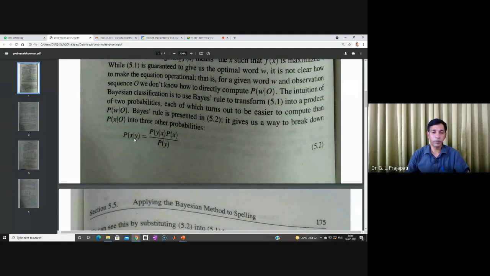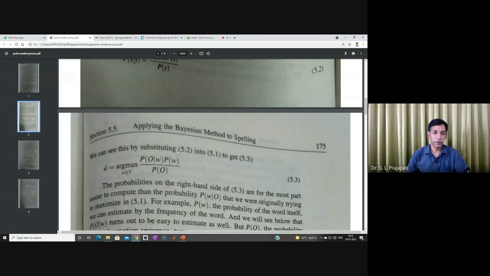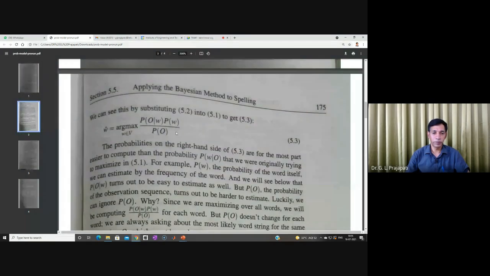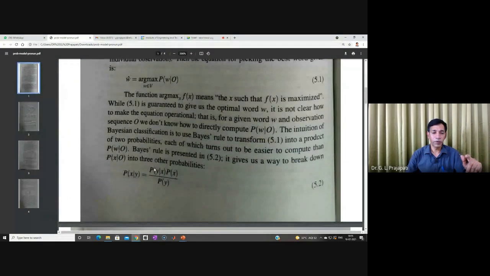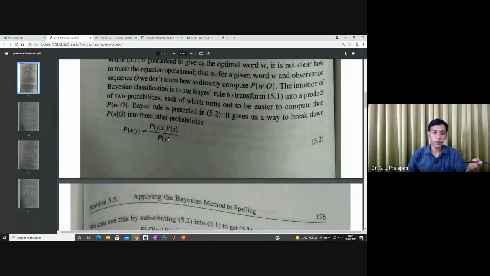The probability of x given y is equal to the probability of y given x times the probability of x, divided by the marginal probability. This is the marginal probability. So for the argmax, we are interested in determining the probability of the word given the observation.